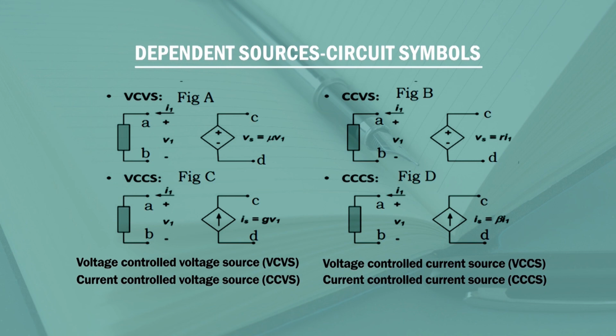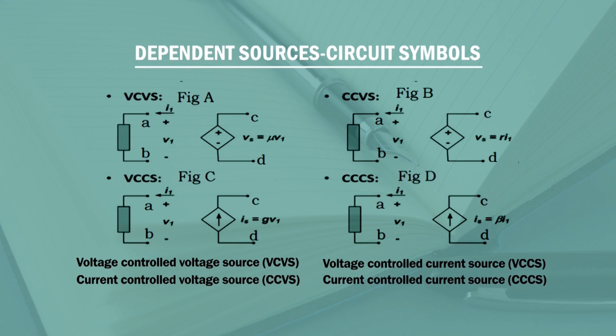Similarly in figure B you can notice that this Vs is written as R I1. That means this is called a current controlled voltage source. So the value of this voltage source between terminal CD depends on the current flowing through branch AB in another branch. In figure C it is called a voltage controlled current source. So the value of the current flowing through terminal CD is written as Z V1. That means the current flowing between terminal CD in figure C depends on the voltage across terminal AB in another branch.